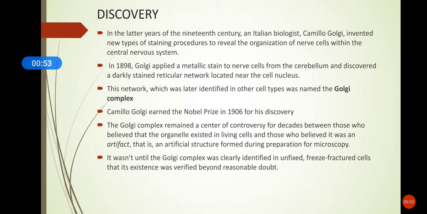But when the Golgi complex was found, it remained a controversy because some believed that it was an artificial structure that was formed during the preparation of the microscopic slide. But soon that was disregarded because the Golgi complex was clearly identified in unfixed freeze fractured cells.